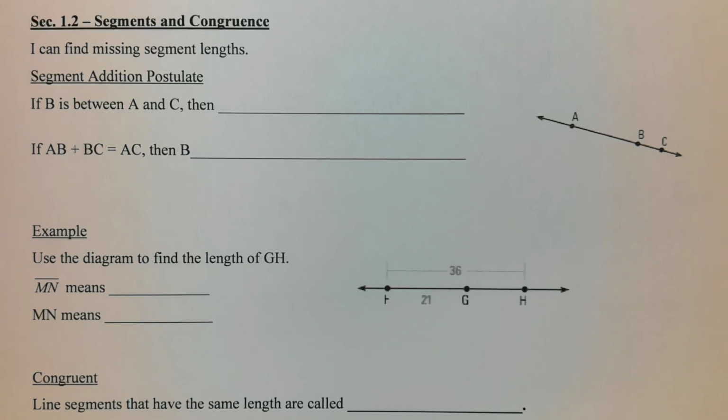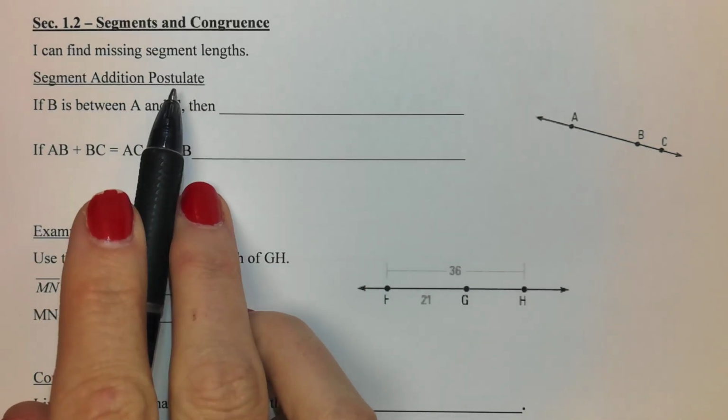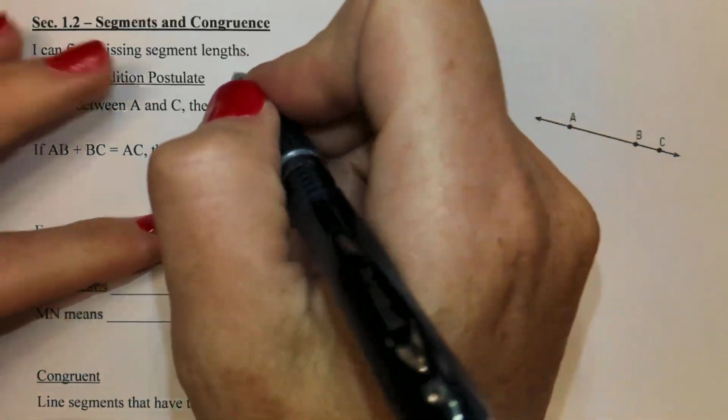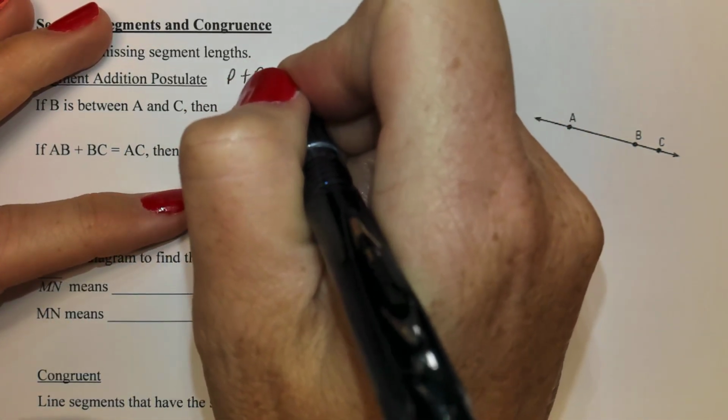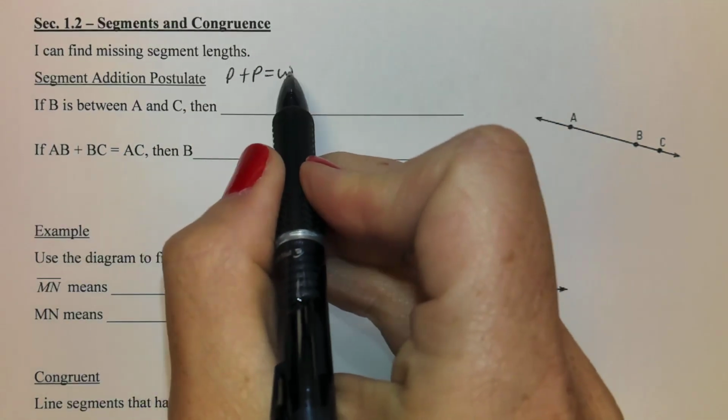All right, this is section 1.2, and we are doing everything to do with segments today. And then we're going to talk about this word called congruence. So first we're going to talk about the segment addition postulate. It has a lot of different names. I actually call it part plus part equals whole, or I refer to it as the PP whole equation.